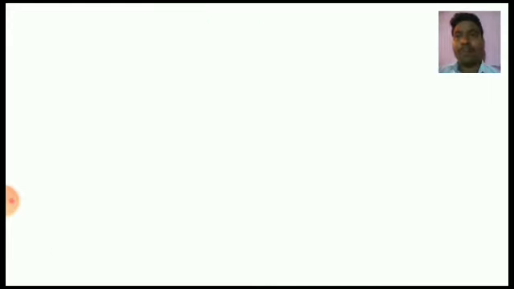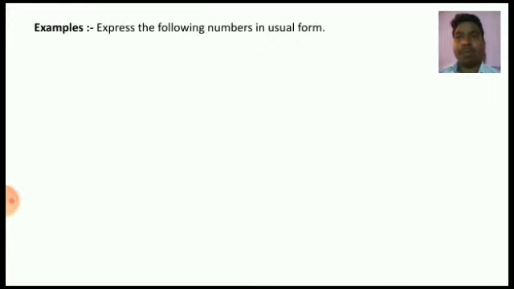Next examples: express the following numbers in usual form. So we have to express the given number into usual form. How do we express these numbers into usual form? Let's see some examples. The first example is 2.43 into 10 raised to 4. We have to express this number into usual form.